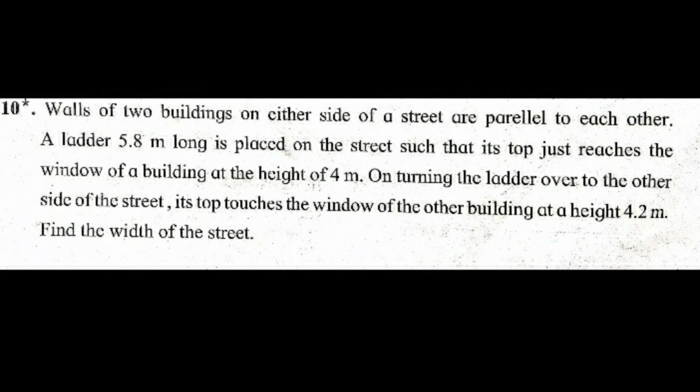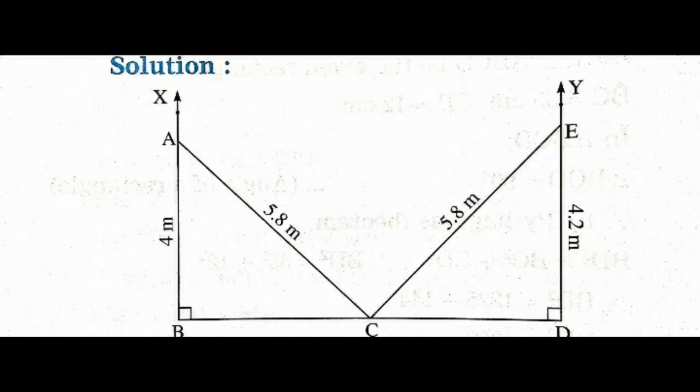I will first draw the figure. In the figure, segment XB and segment YD represent the walls of the two buildings on either side of the street BD. Segment AC represents the first position of the ladder. Segment CE represents the second position of the ladder. Therefore, AC and CE, the length of the ladder, is 5.8 meter. From the information it is given, AB is 4 meter, ED is 4.2 meter. So using Pythagoras in triangle ABC, find BC.